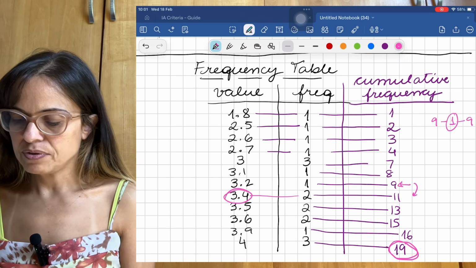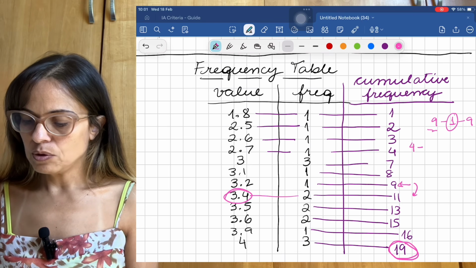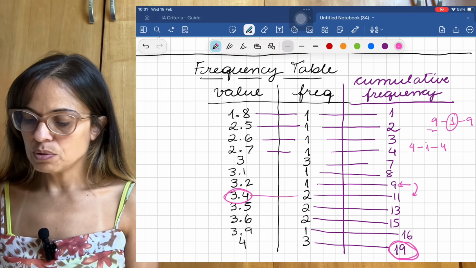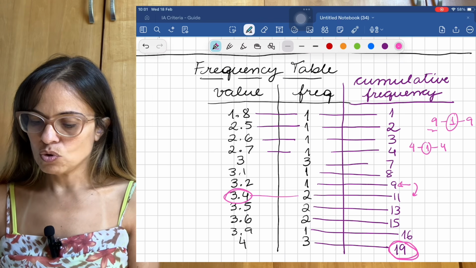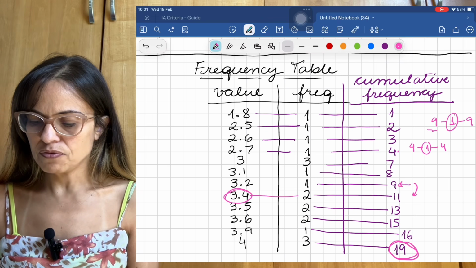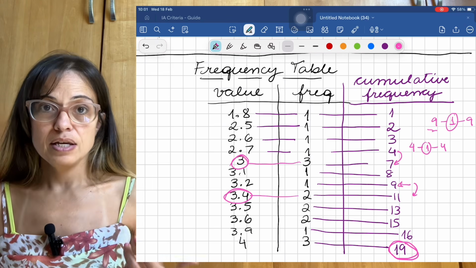If you want to separate this 9 in order to get the Q1 as well, you're going to get 4 and then 1 and then 4. That's going to be the Q1 is the 5th number on the list. So you go, well, here I only had 4, so the 5th one is in this line. So that means that Q1 is 3.